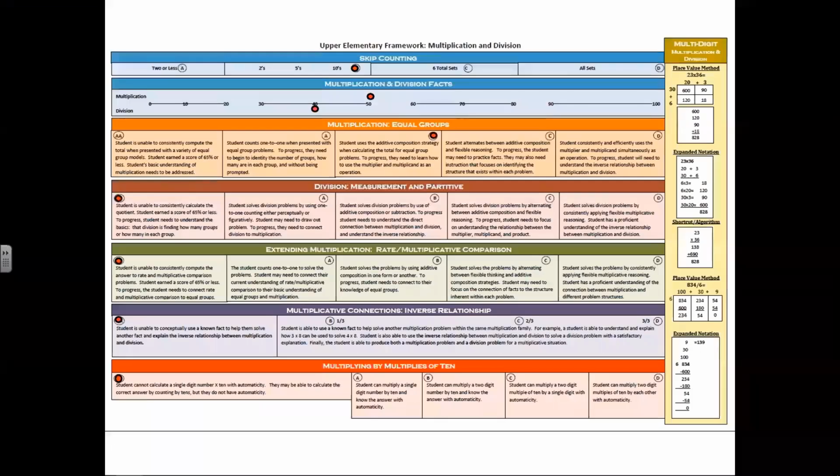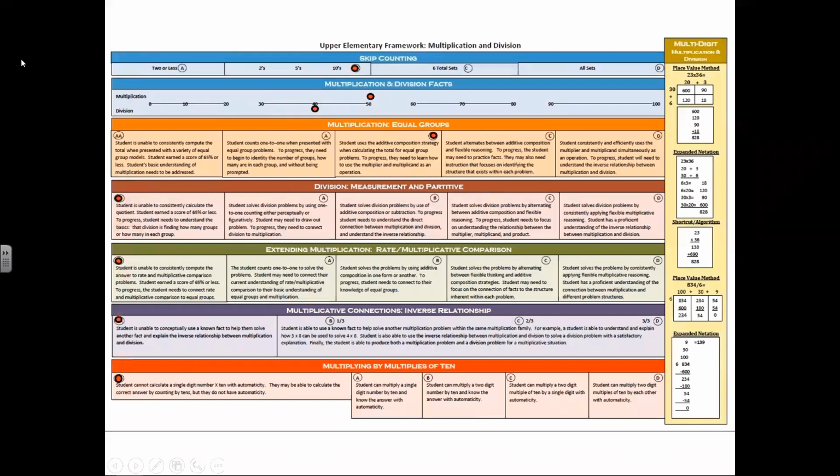So after you give the multiplicative thinking assessment and then you record their data on the student progress sheet, you're going to go through and you're going to go to the multiplicative thinking framework and you're going to plot their skills. So this is what her skills looked like. So remember her skip counting, her multiplication division, her equal groups, and this is where we make our decisions from.